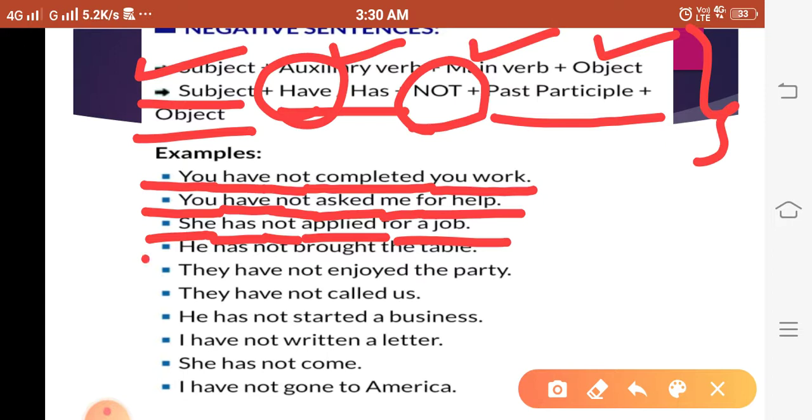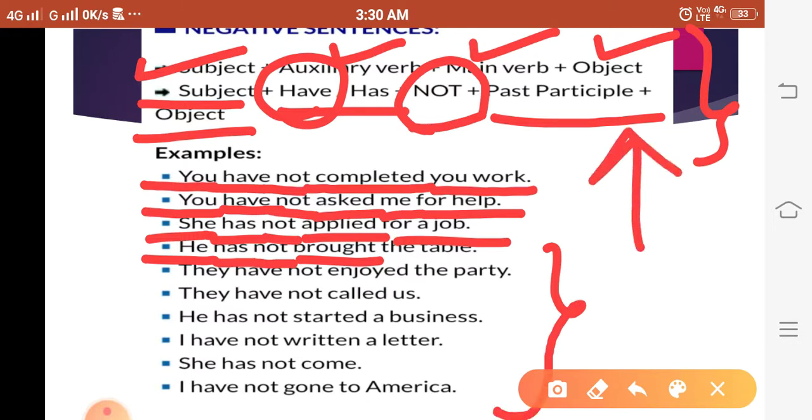In next one, he is again singular subject, that is why has been used here, then the use of not is compulsory, and then brought is the third form of the verb bring, then the table is object. Now rest of the sentences have been formed using the same sentence structure. So let me read them out for you all.